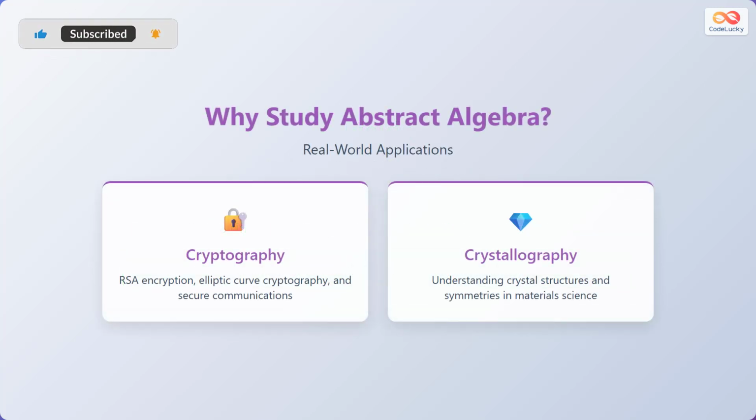You might be wondering, why should I study abstract algebra? Well, it has many real-world applications. For example, cryptography relies heavily on abstract algebra for creating secure encryption methods like RSA and elliptic curve cryptography. Abstract algebra is also used in crystallography to understand crystal structures and symmetries in materials science. So, abstract algebra is not just abstract. It is a powerful tool with practical uses.